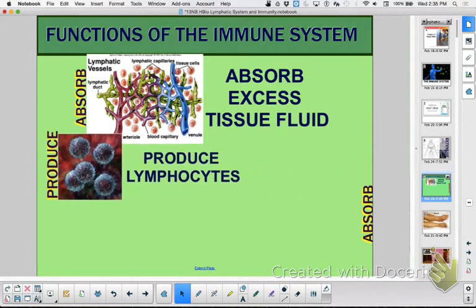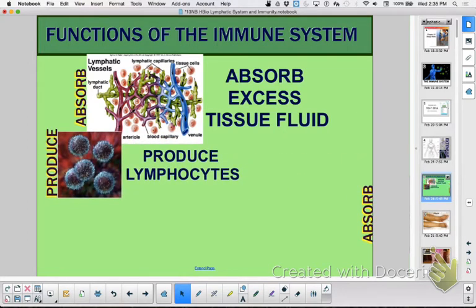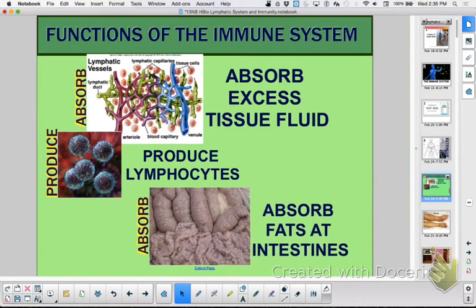Okay, another job is it produces lymphocytes. Okay, and specifically, we are talking about the B and T lymphocytes, and then the natural killer cells. Remember, they're also produced, and that is a lymphocyte. It just doesn't go to the thymus gland to mature. And then the third item is it absorbs fat at the small intestines. Okay, so those are your three jobs.